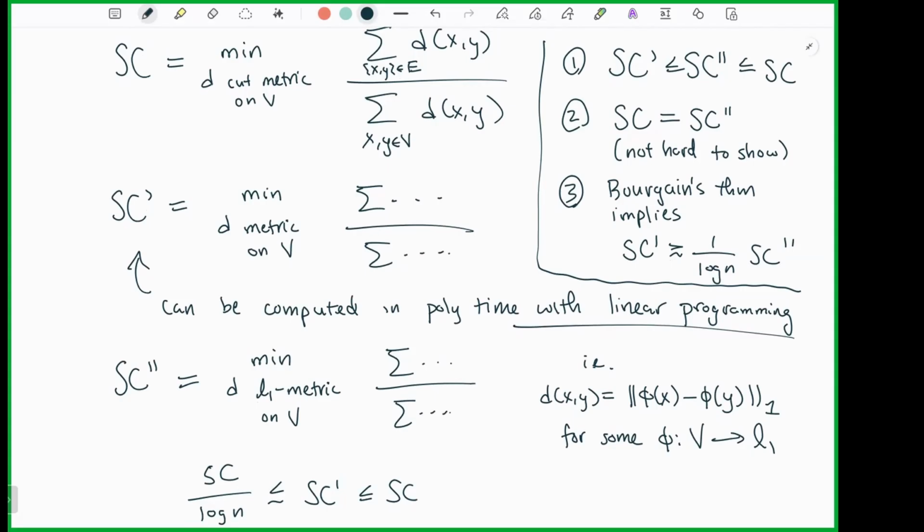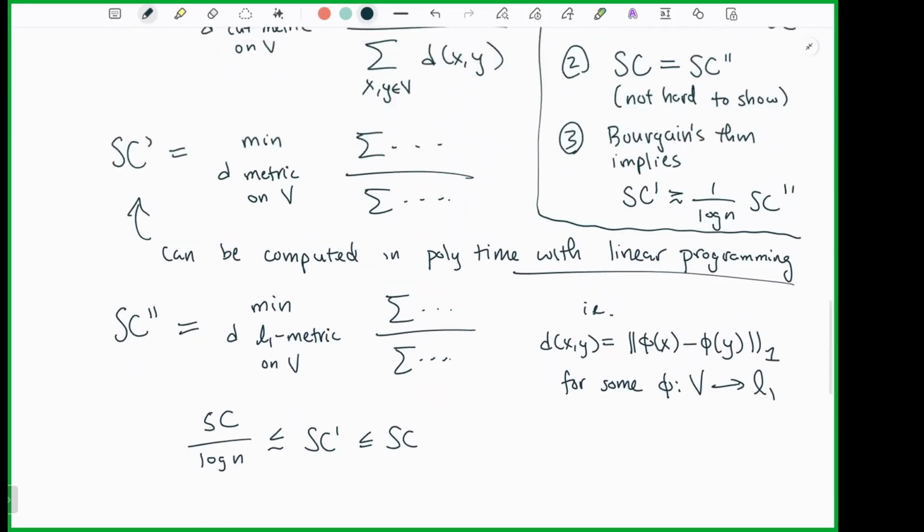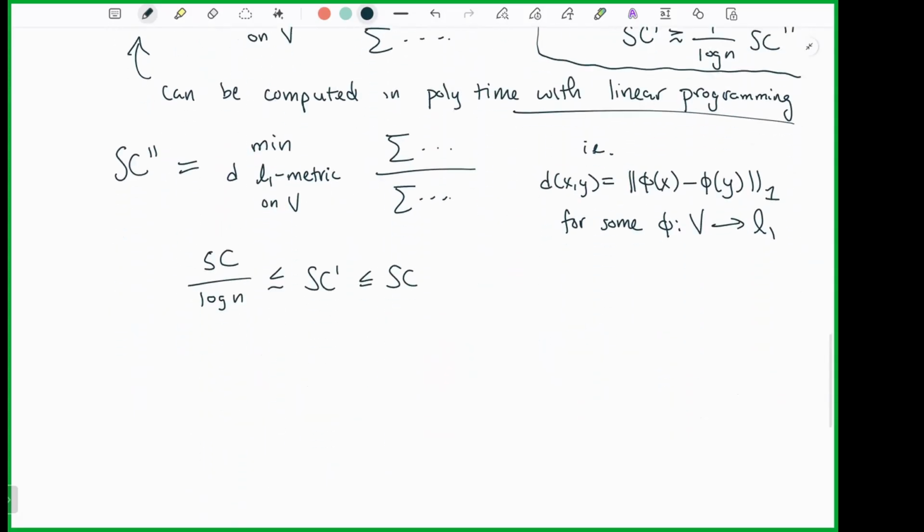And as we remarked, this log n cannot be improved. Bourgain's theorem is sharp. So if we want to take this approach, then the best we can do is this log n approximation algorithm. But then later, there's this other approach. So it's a different class of metrics.